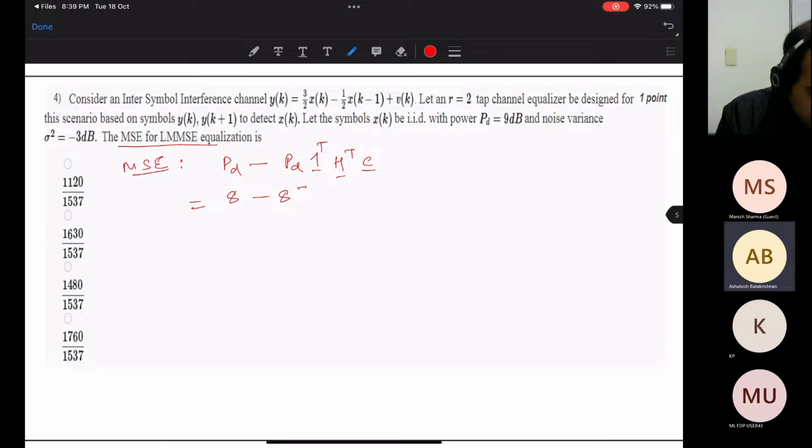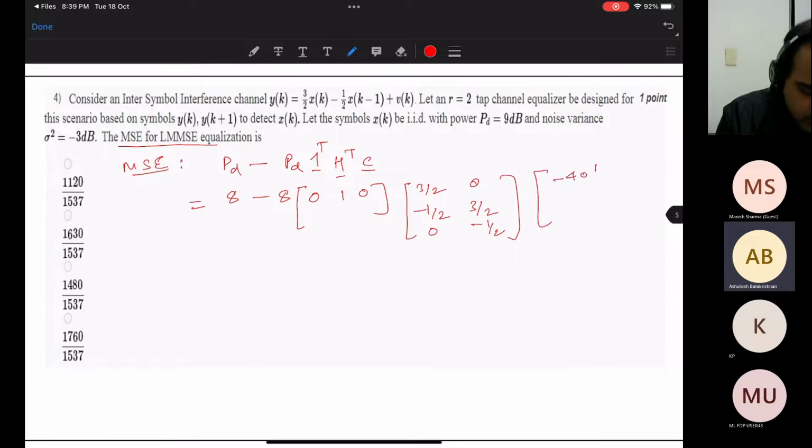So what do we have here? So we have this is 0 1 0. Okay, and H transpose. So just a minute. Yeah, H transpose will be 3 by 2 minus half 0 0 3 by 2 minus half, and we have C, which is minus 40 over 1537, 888 over 1537. So is the dimensions correct?